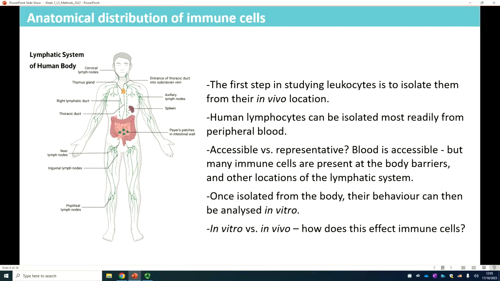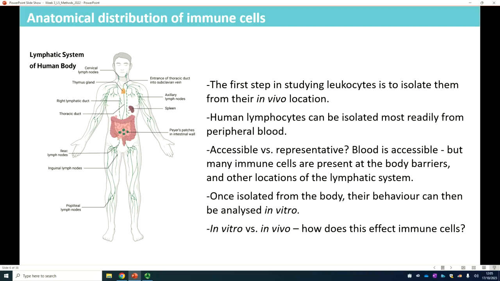So if we go back to this diagram, which is obviously the anatomical distribution of immune cells. On the left here, you can see the immune organs as well as all the lymph nodes. The first step in studying leukocytes, white blood cells, is to isolate them from their in vivo location. Now, human lymphocytes can be most readily and easily isolated from peripheral blood, but then you have to address the question: these are accessible, but is it representative?